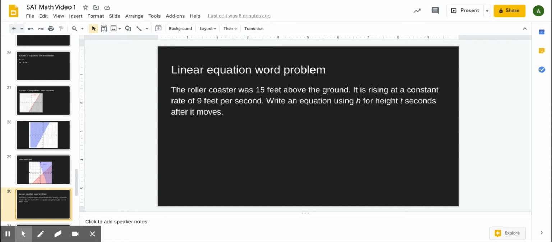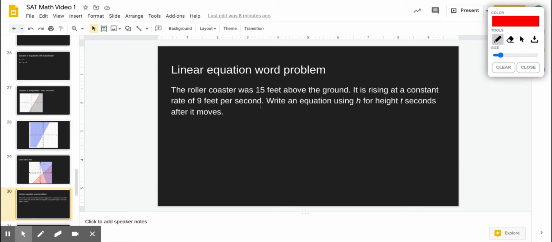Okay, so let's look at a linear equation word problem and see if we can create a linear equation. And we'll add in our marker. So it says the roller coaster was 15 feet above the ground. Let's write it in general terms, y equals mx plus b. We're going to write it in slope-intercept form. They'll ask you to write an equation in slope-intercept form. If they don't say slope-intercept form, that's what they mean.